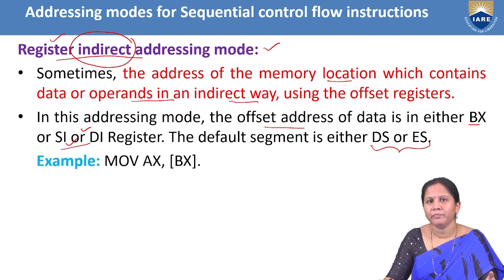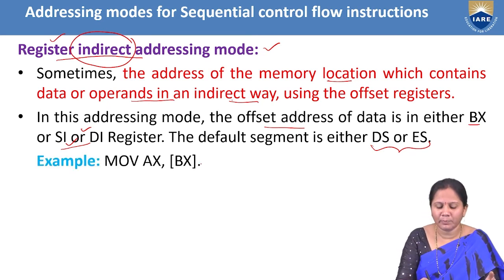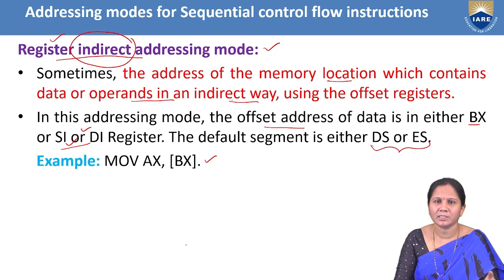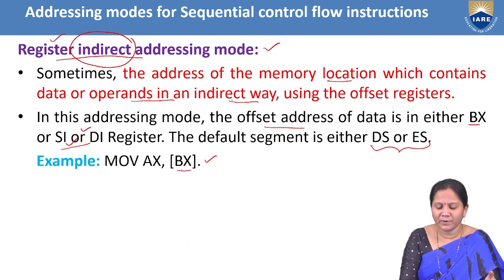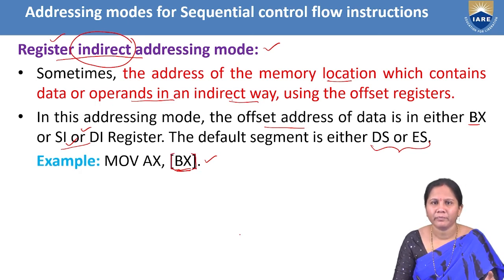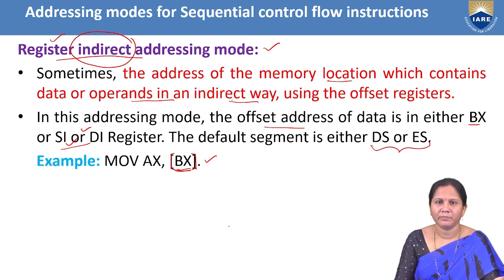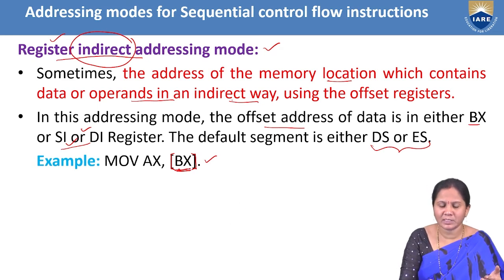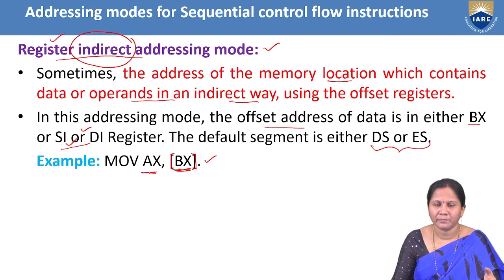Now see the example: MOV AX, [BX]. The register is specified as a part of an instruction, but it is specified indirectly by keeping it in brackets. That means keeping it in some memory location. The data present in the memory location specified by this register will be moved into the AX register.